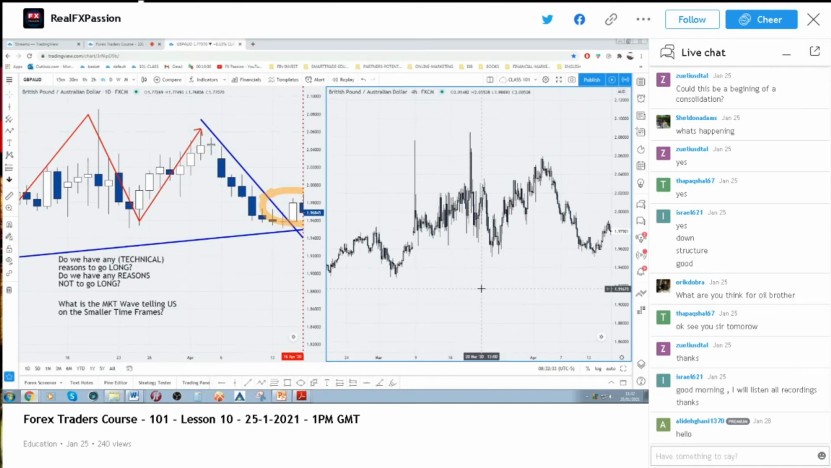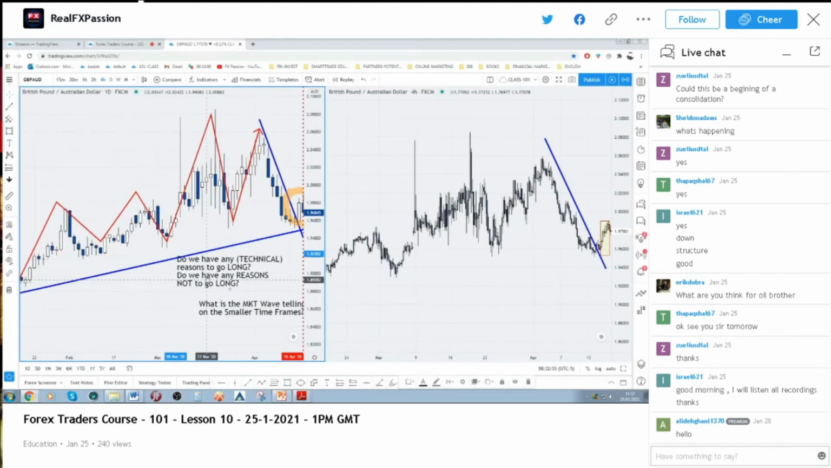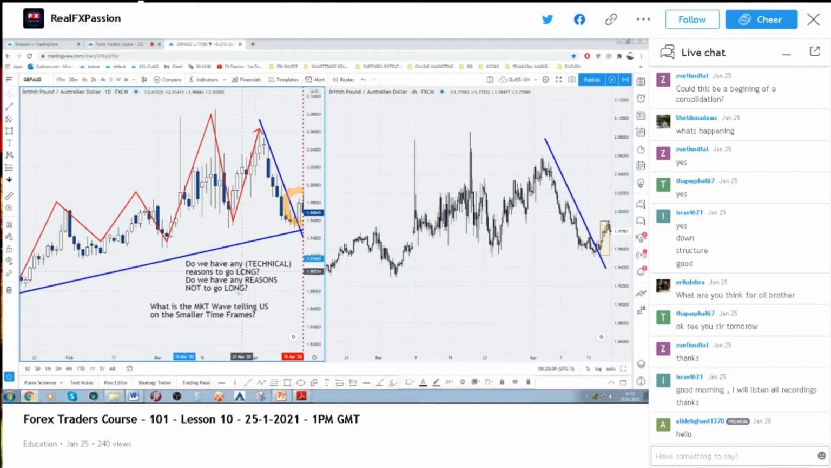Now, everybody, you need to understand as a beginner trader that we are looking at exactly the same thing. This bullish candle on the left is this price movement on the right. This is the candle. Okay? And on the daily time frame, we have 2 or 3 reasons to go long. We still have the question, what is the market wave telling us on this smaller time frame?